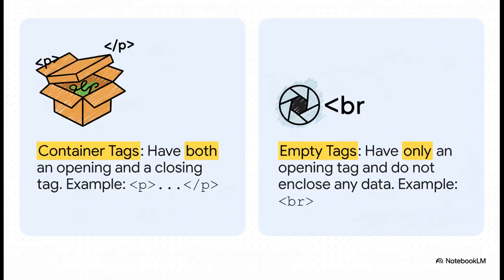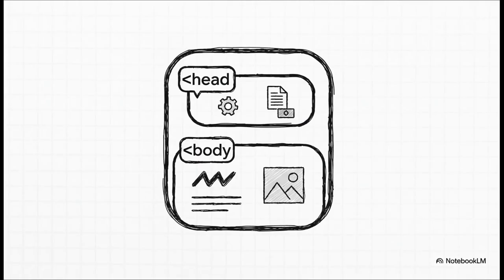And believe it or not, tags basically come in two main flavors. Most of them are what we call container tags. They contain stuff. They have an opening tag and a closing tag, like for a paragraph. But then you have empty tags. These guys are solo acts. They don't need a closing tag because they just do one specific job, like making a line break or putting an image on the page. Simple as that. Okay, what you're seeing here, this is the basic blueprint for pretty much every single web page on the internet.